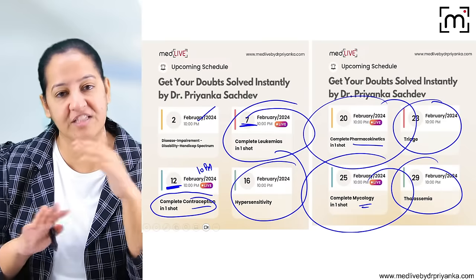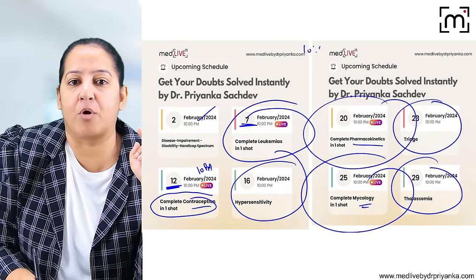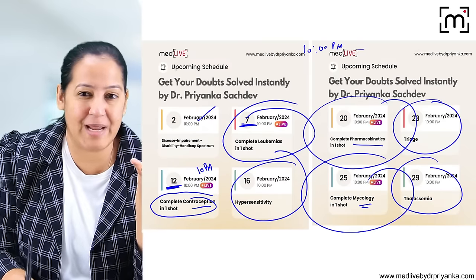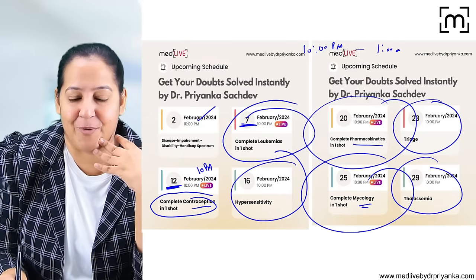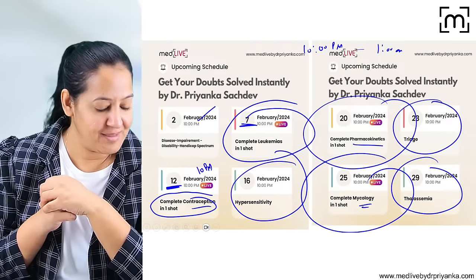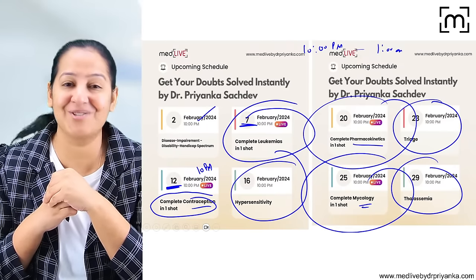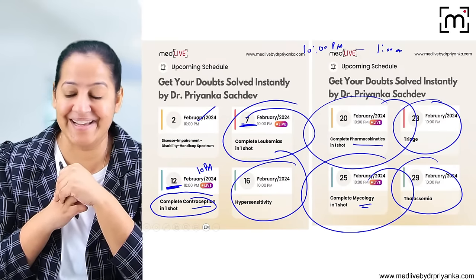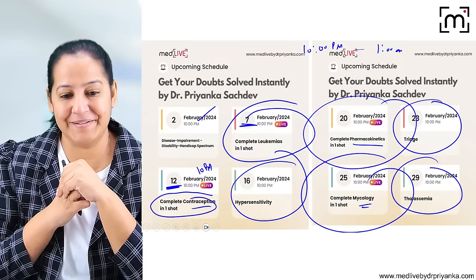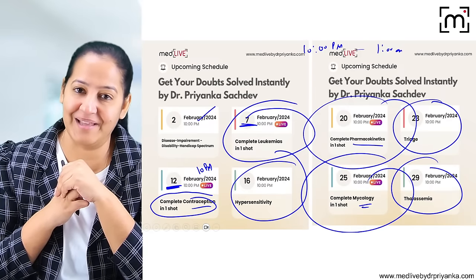You can take the snapshot. The timing of all sessions is the same. It's 10 p.m. onwards in the night, 10 to 12, 10 to 1, whatever, 1 a.m. approx. So a 2 to 3 hour session, because in the late night students are more awakened. I have seen most of the students nowadays are late night owls, instead of waking up early in the morning. So that's why we have scheduled the sessions late at night.